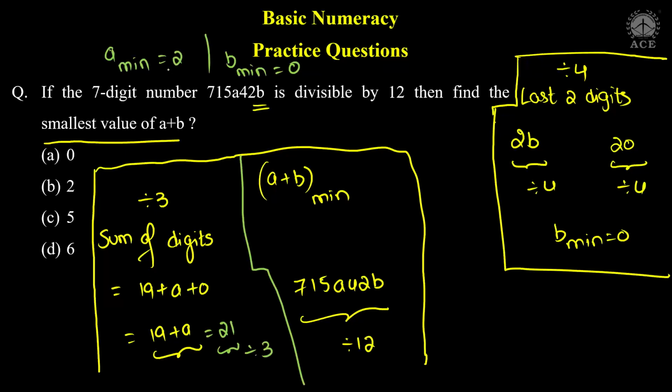So A minimum is 2, B minimum is 0. A plus B must be equal to 2, my dear friends. They're asking for the smallest value of A and B. Yes, when you add A and B, the A plus B value we got is 2, my dear friends.